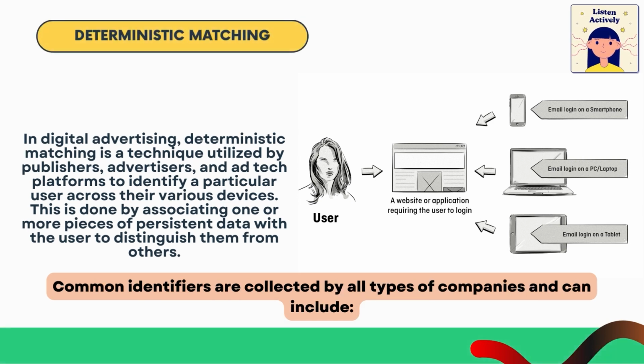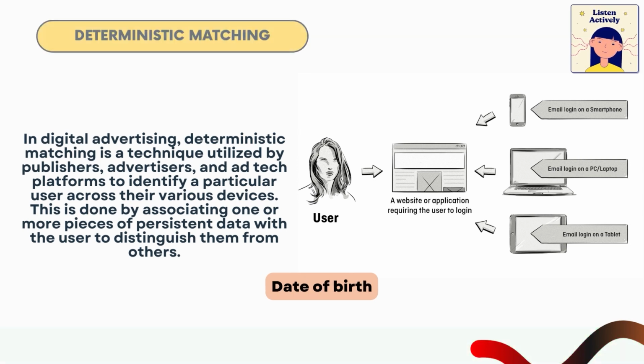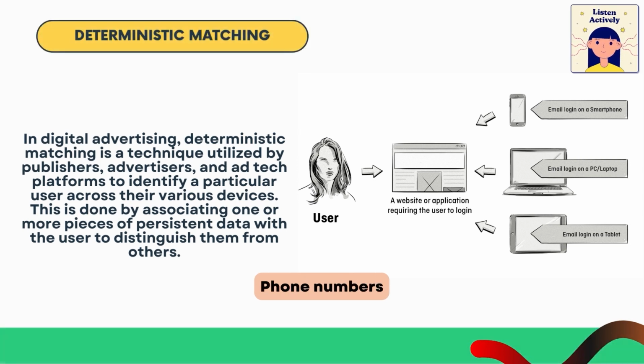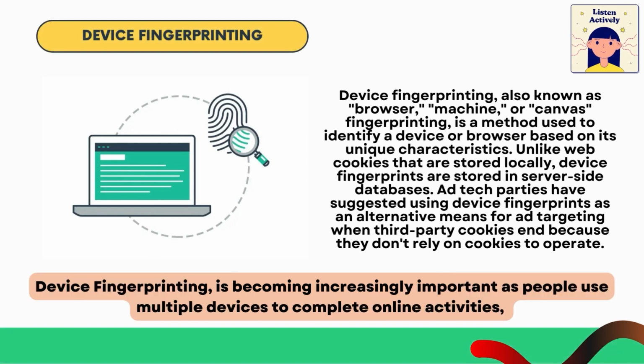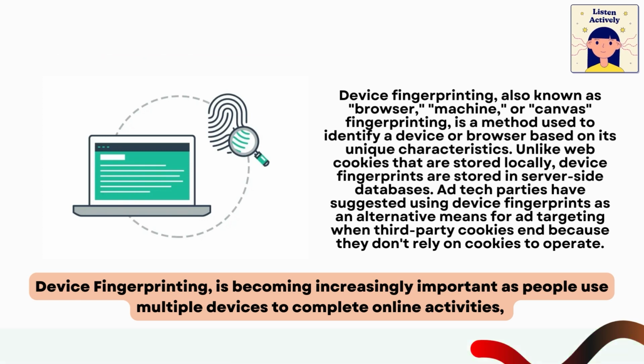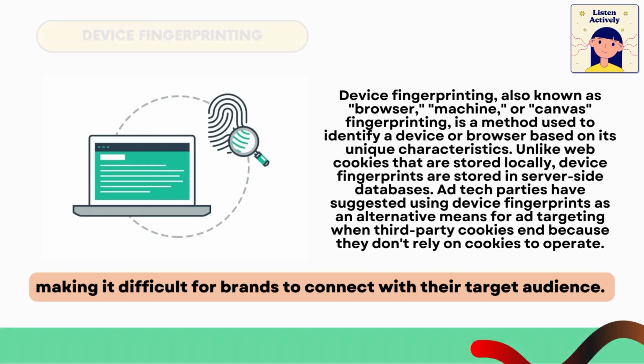Common identifiers are collected by all types of companies and can include first and last name, address, email address, date of birth, and phone numbers. Device fingerprinting is becoming increasingly important as people use multiple devices to complete online activities, making it difficult for brands to connect with their target audience.